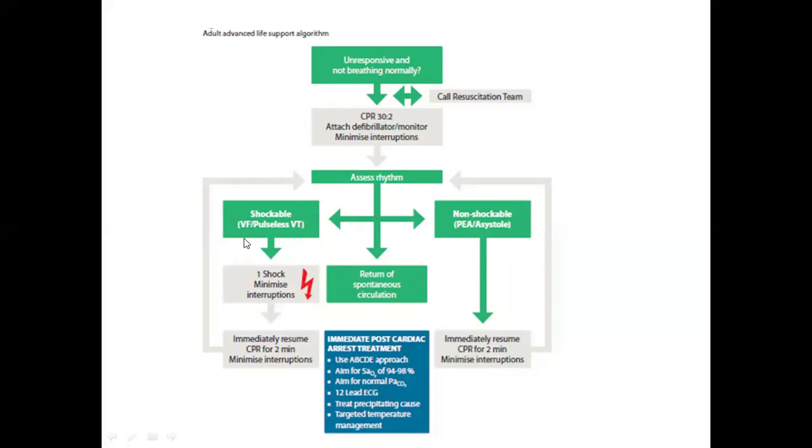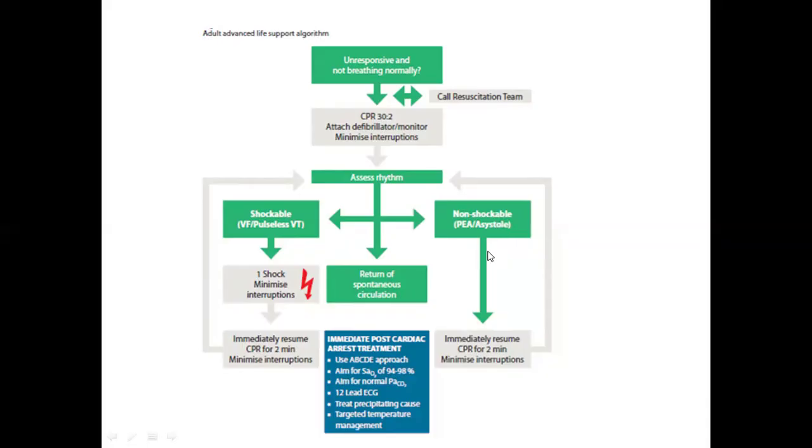On the right side, shockable rhythm, ventricular fibrillation and pulseless VT, right? If there is a shockable rhythm, what are we going to do? Immediately we are going to give a shock, and after that, continue CPR for 2 minutes, right? At the end of the 2 minutes, we are assessing the rhythm again, right? Coming back to the left side, non-shockable rhythm.